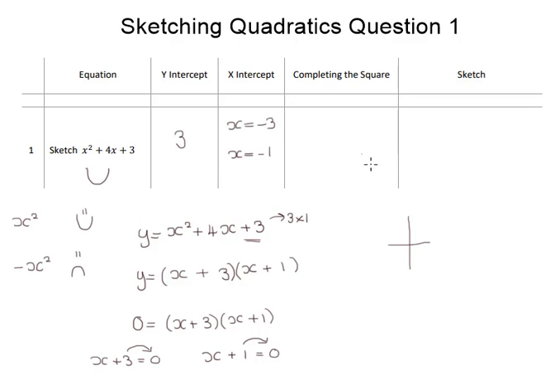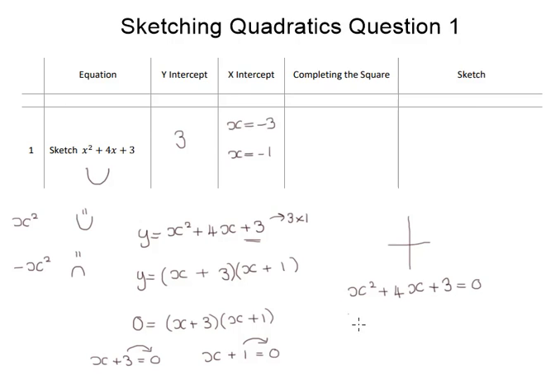The next thing I want us to do is complete the square. Completing the square allows us to find minimum points. Hopefully you've watched the completing the square tutorial, so this should help you. If not, please go back to that. So we have x squared plus 4x plus 3, and I'm going to set this equal to 0.